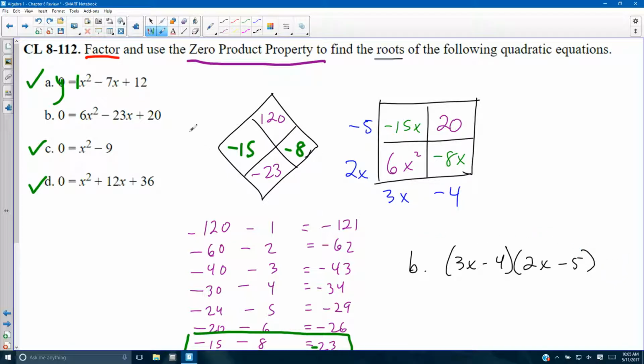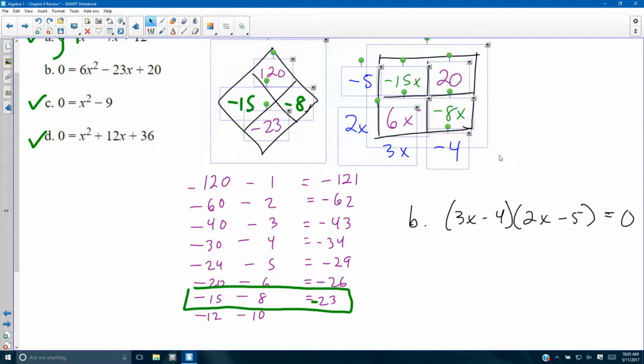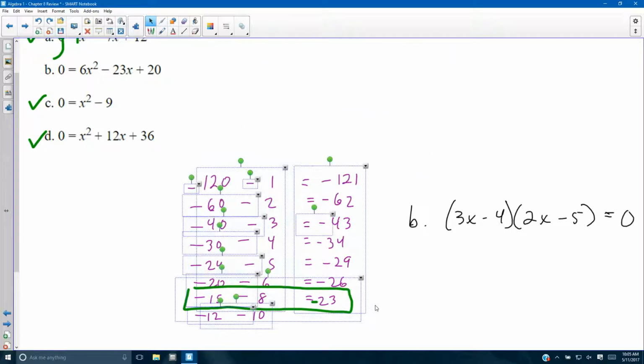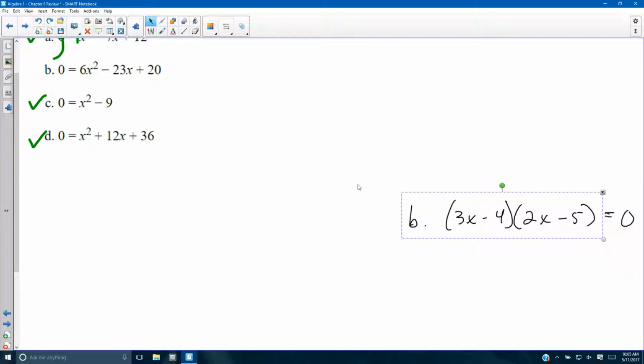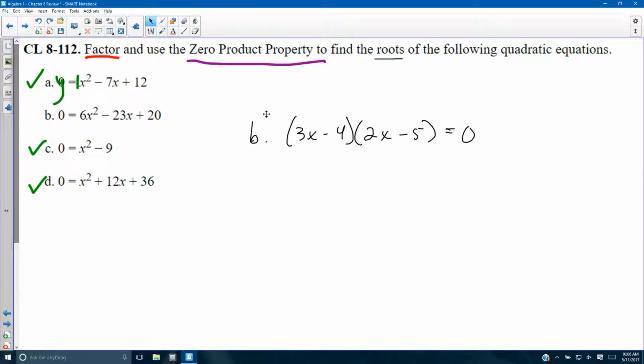And that is factored form for part B there. This is set equal to 0. Now I have to continue solving using zero product property like I did last time. So I'm going to go ahead and do that right here. Let's keep moving this. Here we go.